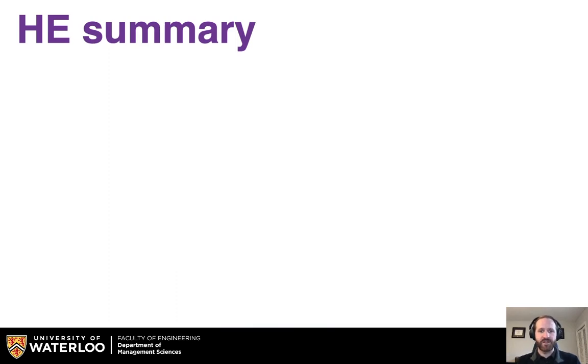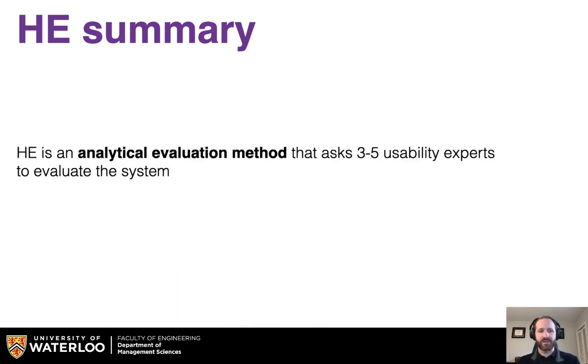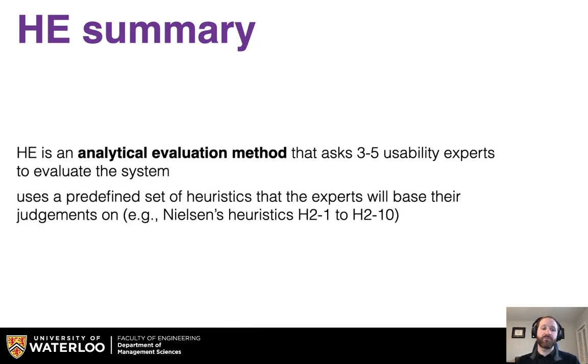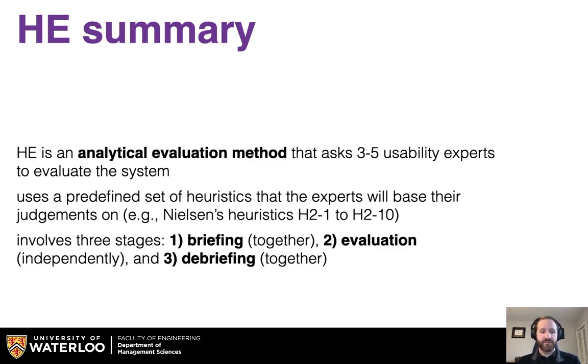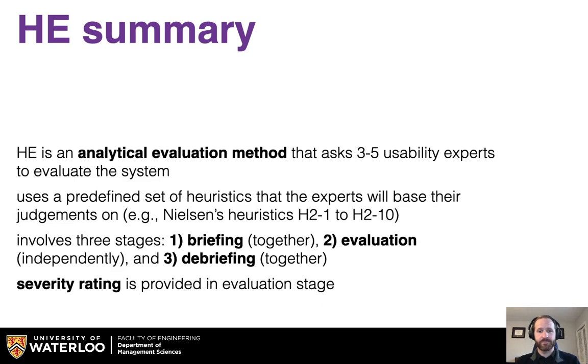So in summary, heuristic evaluation is an analytical evaluation method that asks 3 to 5 usability experts to evaluate the system. It uses a predefined set of heuristics that the experts will base their judgments on. For example, Nielsen's heuristics, H2-1 to H2-10, H2 being, I think, the version of the set of heuristics. It involves 3 stages: briefing together, evaluation independently, and 3, debriefing together. And you provide the severity rating in the evaluation phase. So make sure every expert's doing that independently.